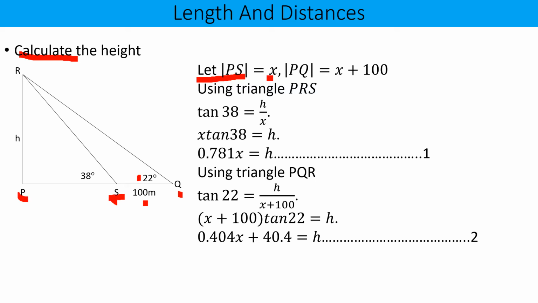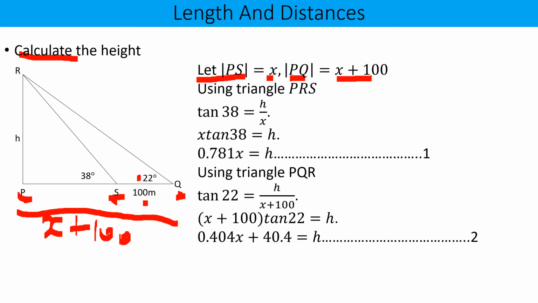PS equal to X. Then therefore PQ, the total of this here, will be X plus 100. So PQ is X plus 100. Then we are using one side of the triangle. We are using this side. We are using triangle PRS.